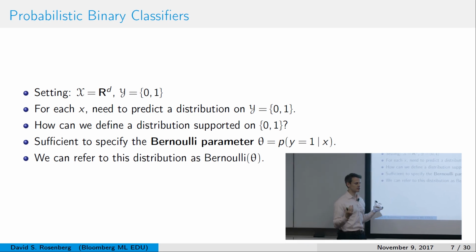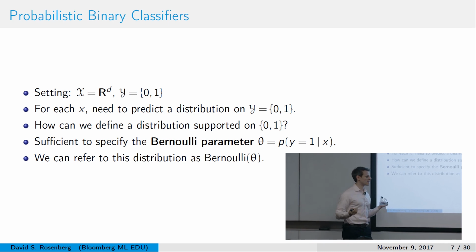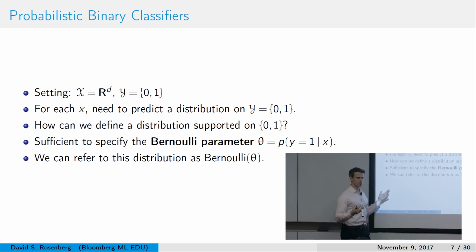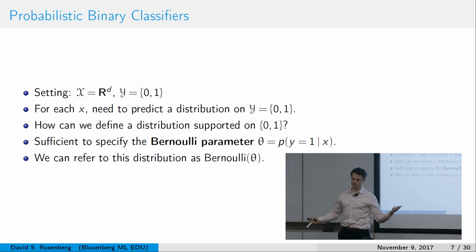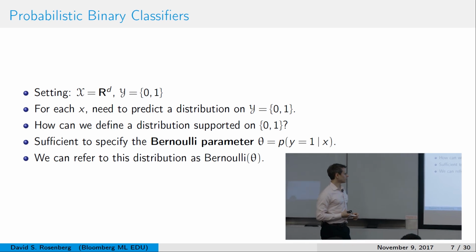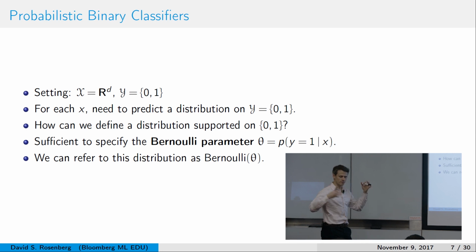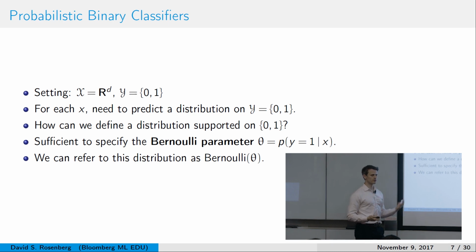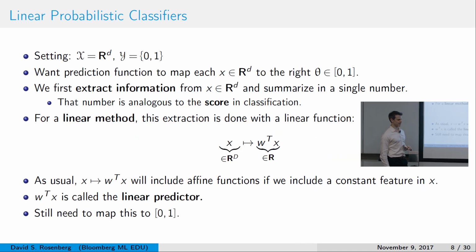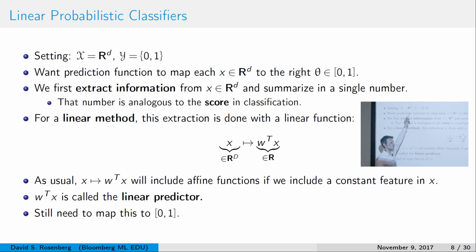How can we define such a distribution? It's pretty straightforward. There's not a lot of choices. It's the Bernoulli distribution, and the Bernoulli has a parameter, theta, which we can define to be the probability that y is equal to 1, given x. So Bernoulli theta will be a way to refer to the distribution on 0, 1 that has probability theta of 1. And of course, the probability of 0 is 1 minus theta. Great. So we're predicting a probability distribution on 0, 1, which we're representing by the Bernoulli parameter theta, which is between 0 and 1. So we essentially have to map somehow from R^d, our input space x, to a number between 0 and 1.